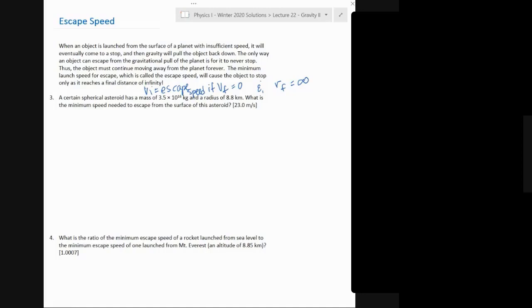Okay, so let's look at this question. A certain spherical asteroid has a mass of 3.5 times 10 to 16 kilograms and a radius of 8.8 kilometers. What is the minimum speed needed to escape from the surface of this asteroid? Okay, so we're going to do E total initial equals E total final, like always.